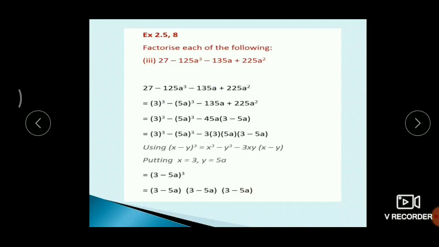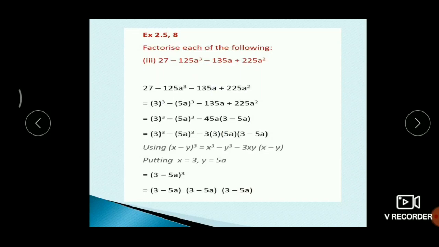Now in the next step, see what is common in the third and fourth term. I got 45a as common outside of this bracket. So what is left inside? 3 minus 5a. Now again comparing this given polynomial with the already existing identity, x minus y whole cube, which is equal to x cube minus y cube minus 3xy multiplied by x minus y.